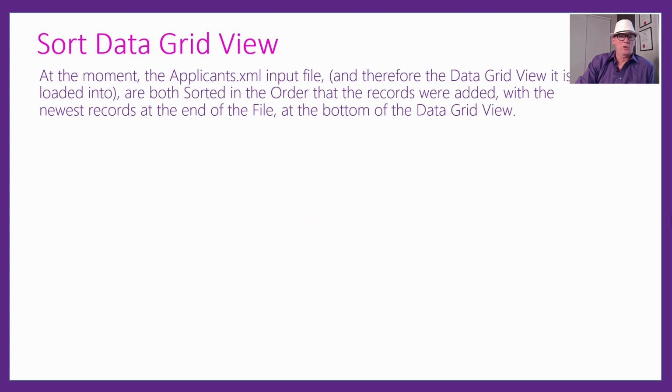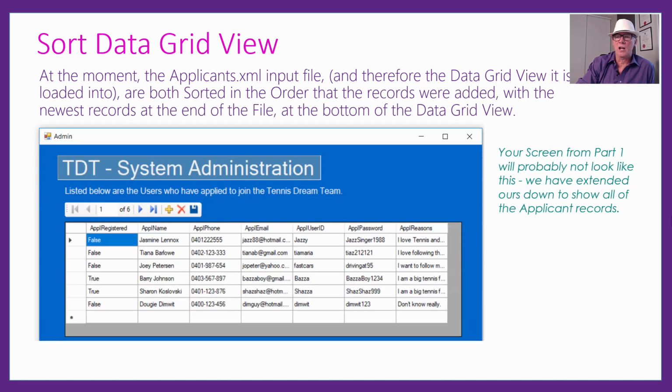So the first job was sorting that data grid view, because at the moment, the file and the grid view, when it's loaded up, is just the order that the people are added into. And so what we want is all the false new people up the top so we can see them and work on them. And everyone that's registered or they've been rejected or they've been deleted, we want to put all those people down the bottom. So the best way to do that is to sort this file just after it comes in.